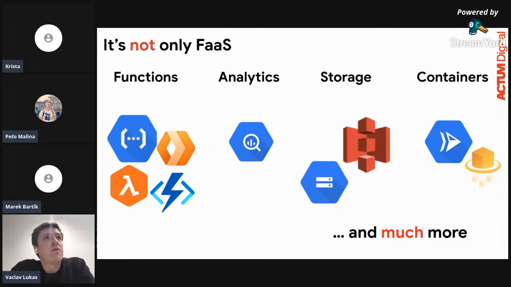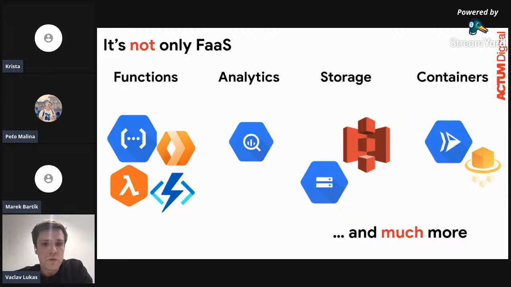And I talked about the functions, the cloud functions, AWS Lambda. Both of them are great solutions for that. But we can also find serverless services like great tools for analytics, like BigQuery, GCS storage, or the serverless implementation of containerized applications like Cloud Run. And there is much more to that.